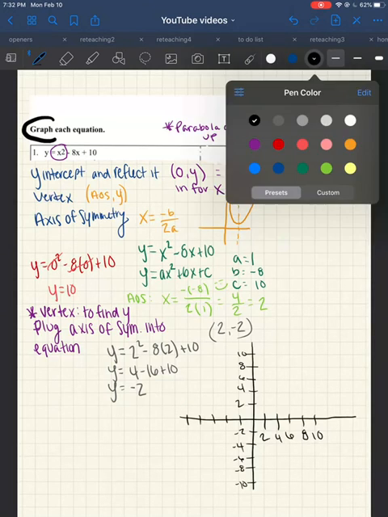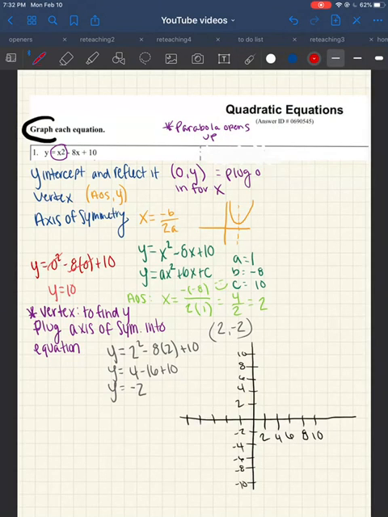Okay, so first things first, I'm going to plot my axis of symmetry, which is positive 2. So here's my axis of symmetry. I'm going to plot my y-intercept, which is 0, 10. So 0 just goes straight up to 10 here. And then I'm going to plot my vertex, which is 2, negative 2. So over 2, down 2. Okay, I've got 2 points on here.